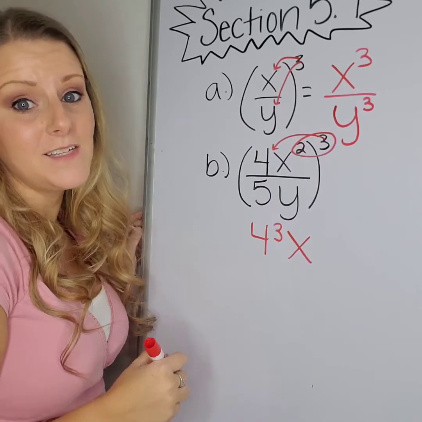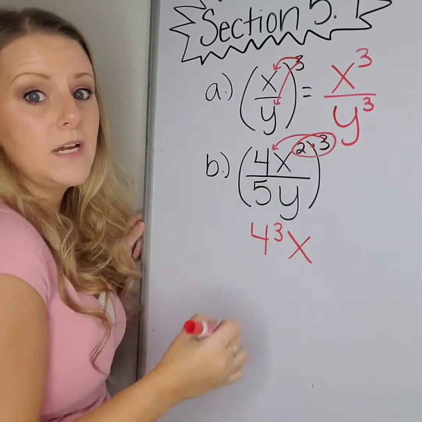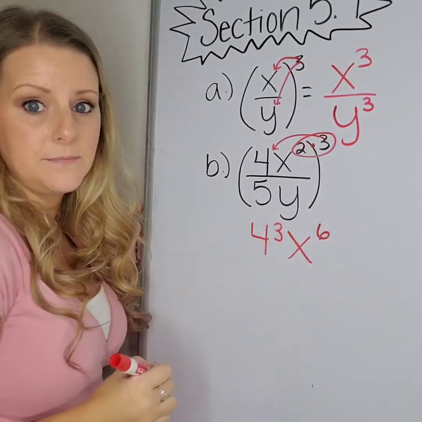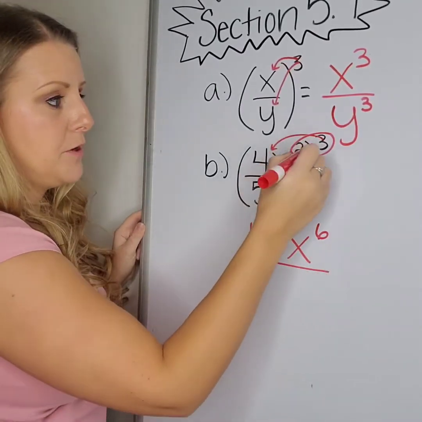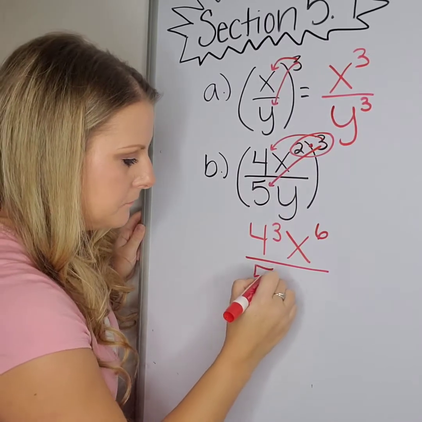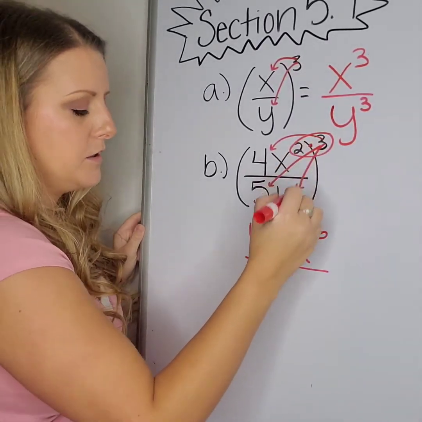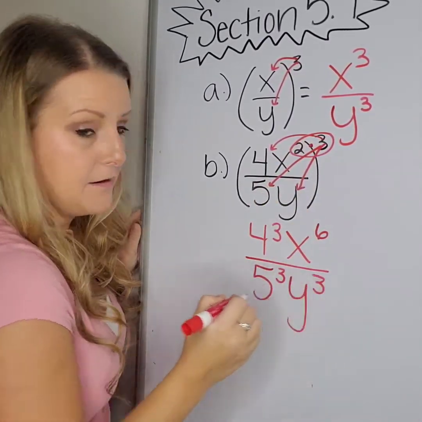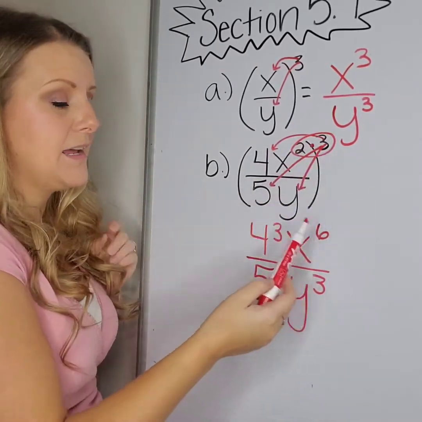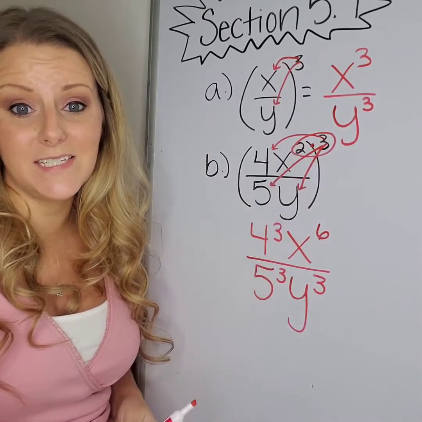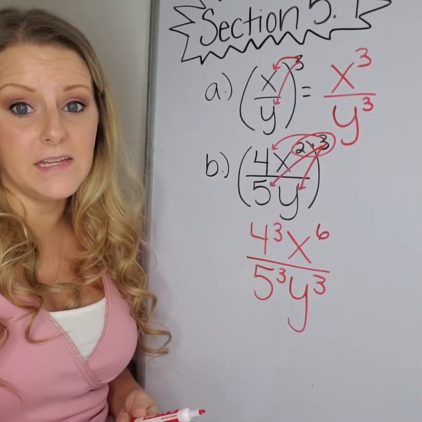Power to a power tells us to multiply. So 2 times 3 is 6. So the x gets a 6. On the bottom, the 3 goes to the 5. And the y also gets the 3. Everything got the 3, but the x already had a 2, so it's 2 times 3, so it was 6. And that's the reason it has a 6.